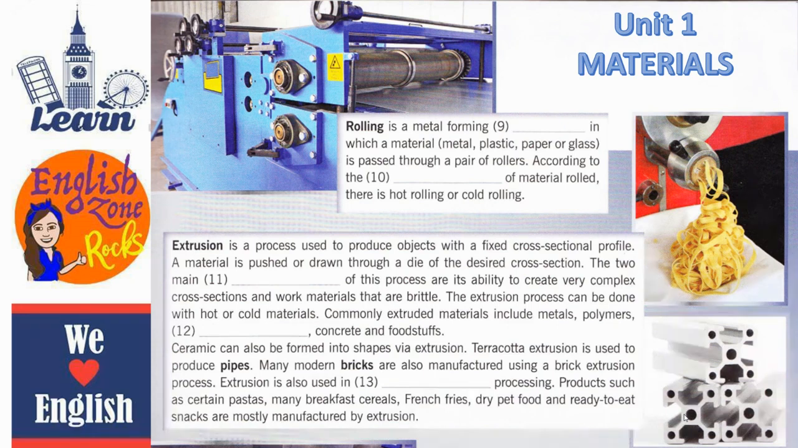Ceramic can also be formed into shapes via extrusion. Terracotta extrusion is used to produce pipes. Many modern bricks are also manufactured using a brick extrusion process. Extrusion is also used in food processing. Products such as certain pastas, many breakfast cereals, French fries, dry pet food, and ready-to-eat snacks are mostly manufactured by extrusion.